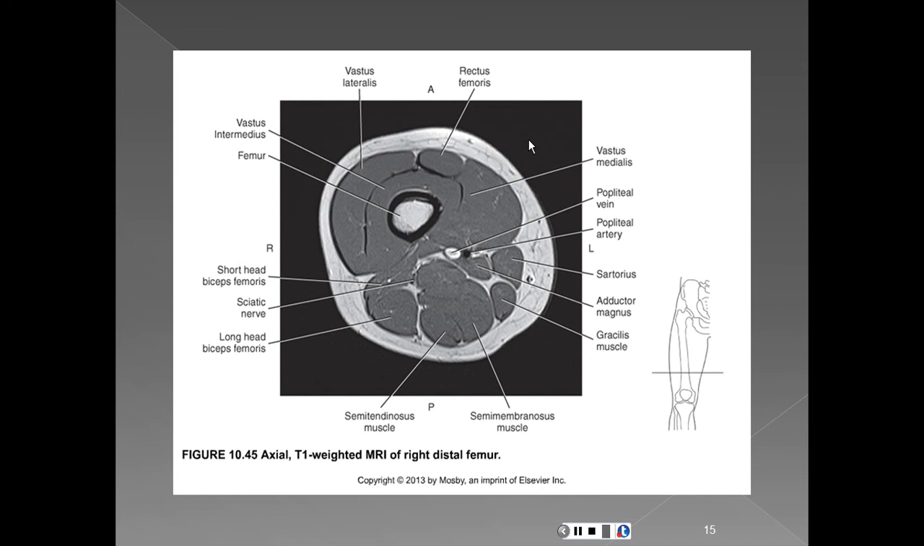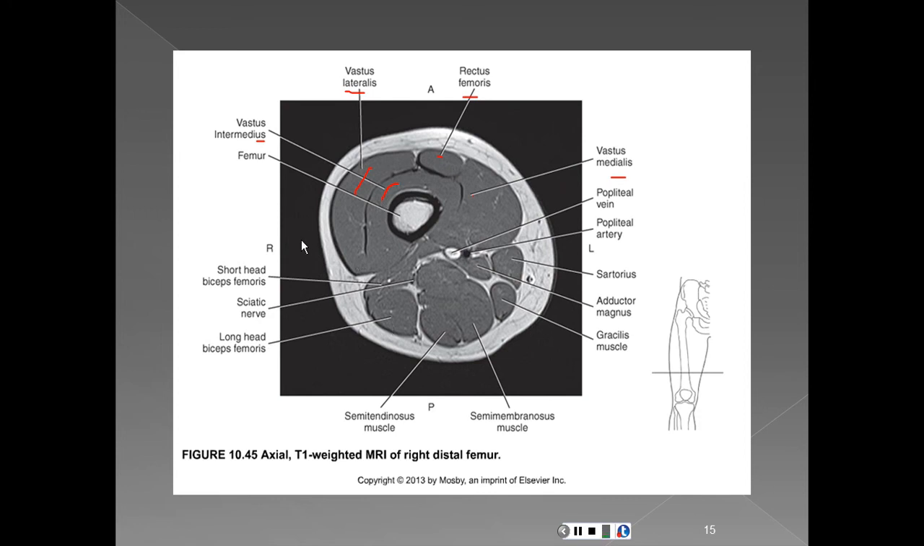So we have an axial weighted T1 MRI of the right distal femur, and here we have a picture of the rectus femoris, the vastus medialis, the vastus lateralis, and the vastus intermedius. And you can understand why they call these what they call them.